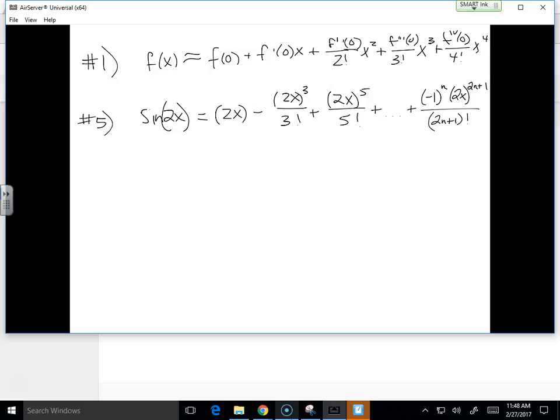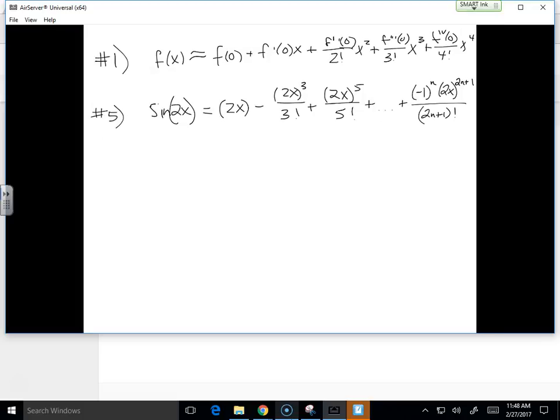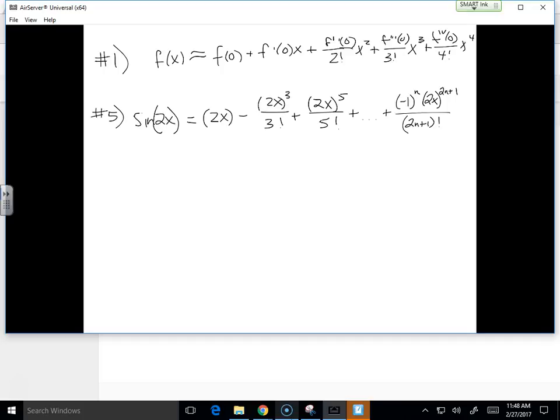Yeah. And they said use the table of series. If it says series, how should I finish this? Yeah, plus dot dot dot. Otherwise, I just have a polynomial, I don't have a series. And in number 1, it was just the polynomial, so I stopped it.